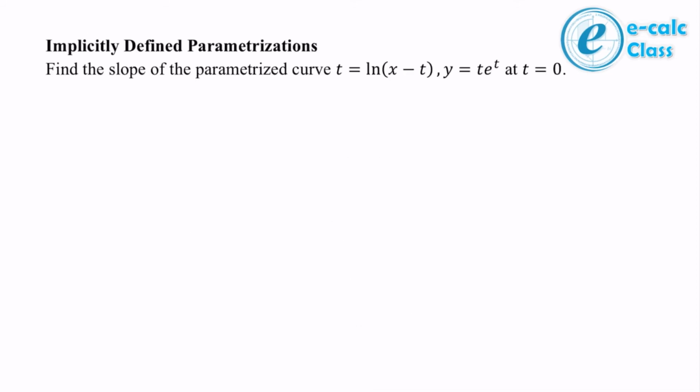Okay, let's look at the last question. It's an implicitly defined parametric equation. This one you have no choice because you see your x and t are stuck together, so you have to do implicit differentiation anyway. Let's look at how we do it. Okay, it's actually very easy. Actually, I can see it already.